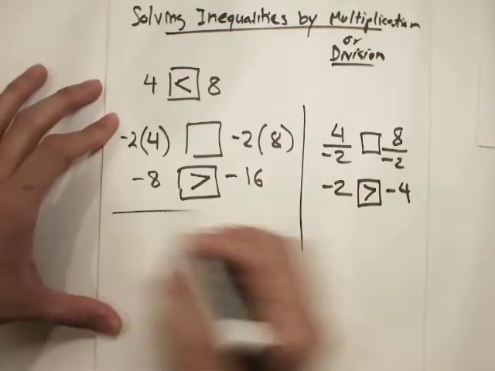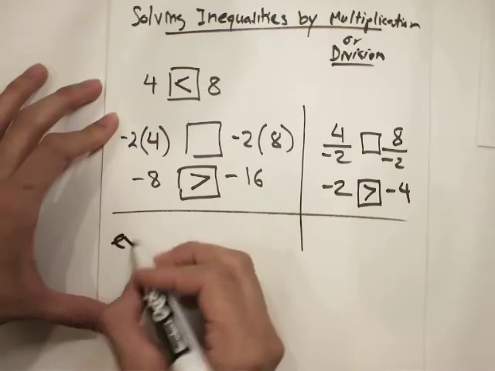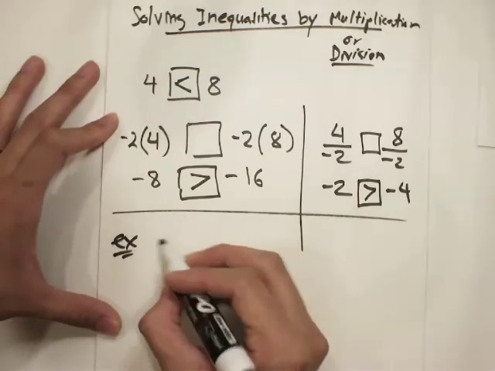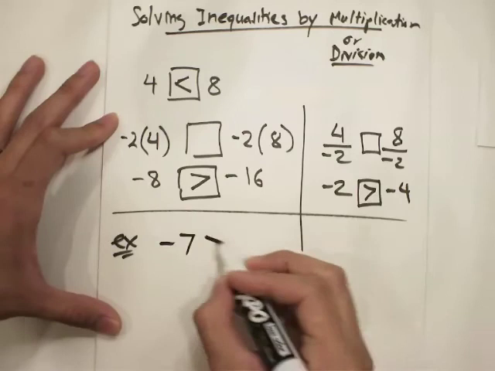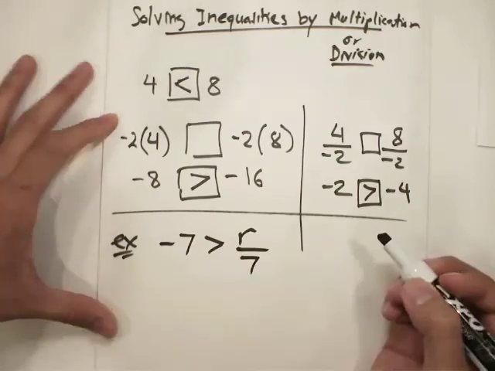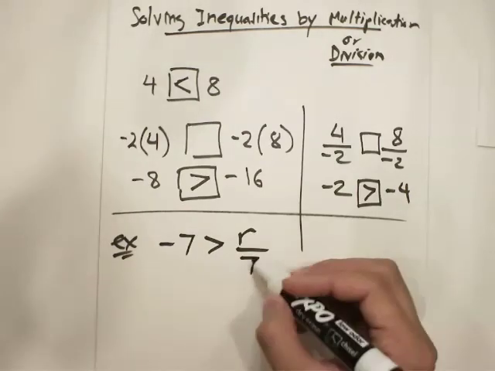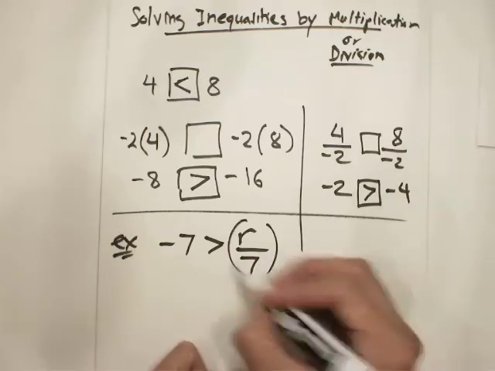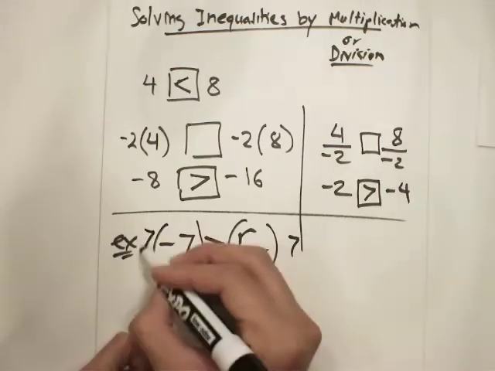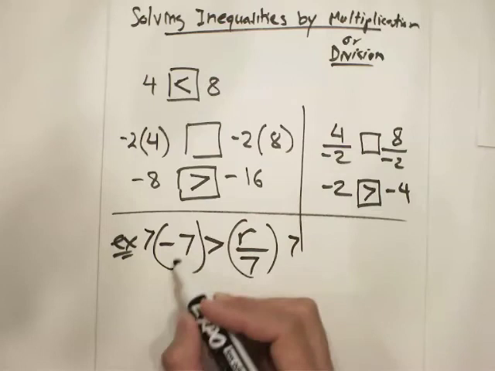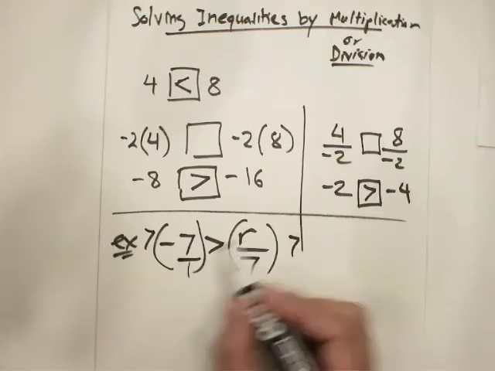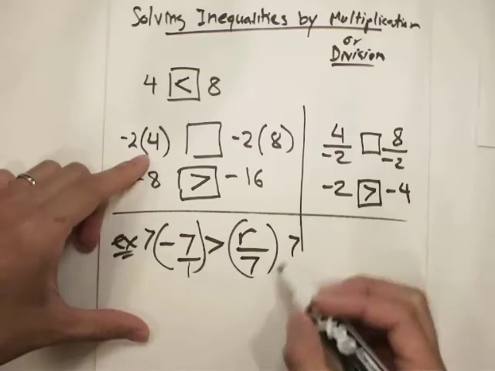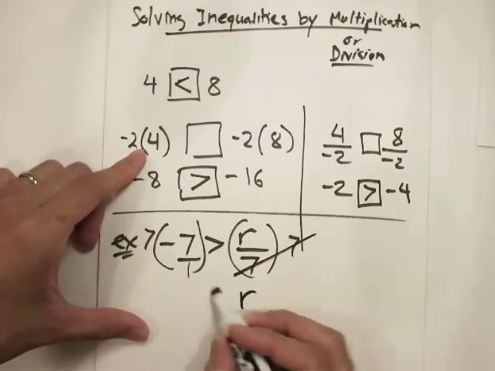Okay, so take a look at this example right here. I have -7 greater than r over 7. So how do we solve for r? It's quite simple. We have to get rid of this. It's r divided by 7. We can certainly multiply both sides by 7 to get rid of it. Or we can set up -7 over 1, and we can cross multiply if we want. It doesn't really matter. We have so many ways to do the same thing. But this will get rid of the 7 for you.